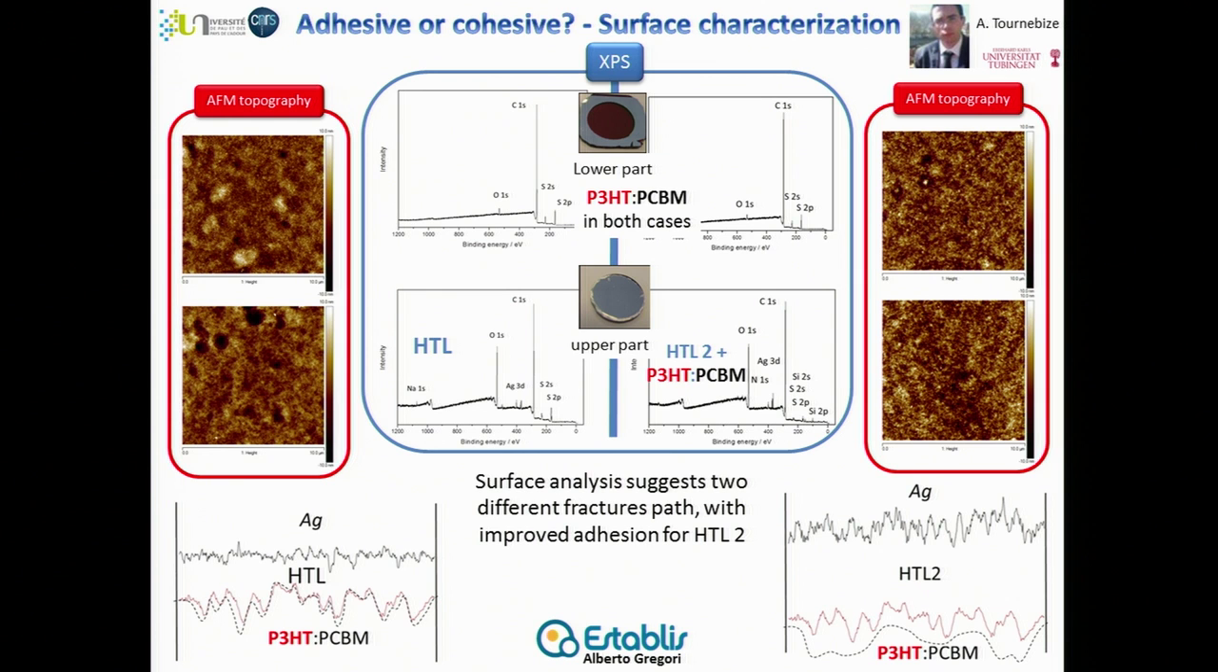And we see that on the lower part, in both cases, we have only active layer, so P3HT:PCBM, while in the upper part, in the case of HTL water-based, we have only HTL, and so we guess that the fracture follows more or less the interface between active layer and PEDOT:PSS, while with the new organic solvent dispersion, we have both PEDOT:PSS and P3HT:PCBM. So we think that the fracture moved somewhere in the active layer, still close to the interface. That introduces a sort of cohesive degree in the fracture that could explain the improved adhesion.